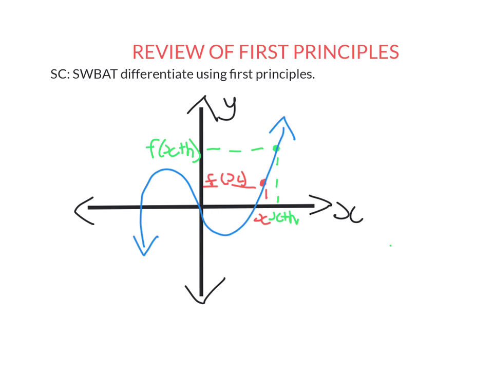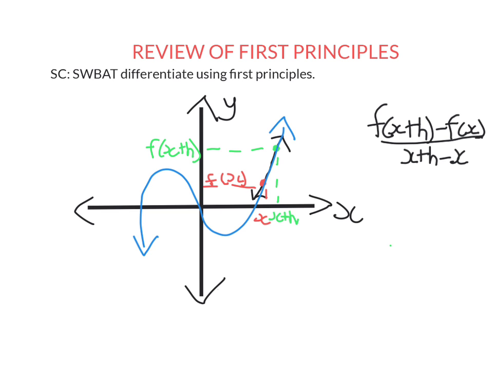So to calculate the gradient of the blue curve at the red point, I'm actually going to calculate the gradient of this line that goes through the red and the green points. The gradient of a line is calculated using the 2-point formula: y2 minus y1 over x2 minus x1. We can make the bottom easier to work with, so x plus h minus x is just h. So this is what we have from the 2-point formula.